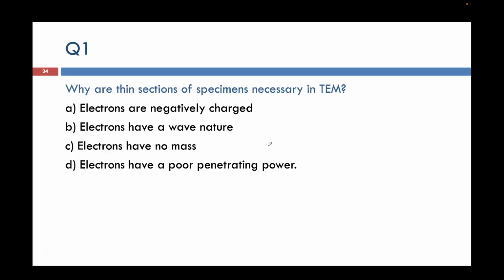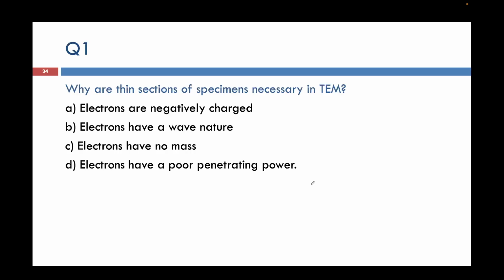So I think we'll go through the questions quickly. These are all conceptual questions. One thing we could not get to in today's class is the contrast mechanism, which we will go through in the next class. So we can go through these conceptual questions quickly.